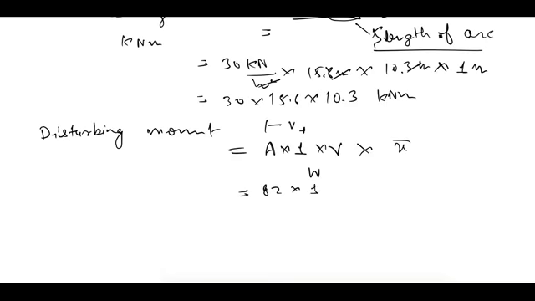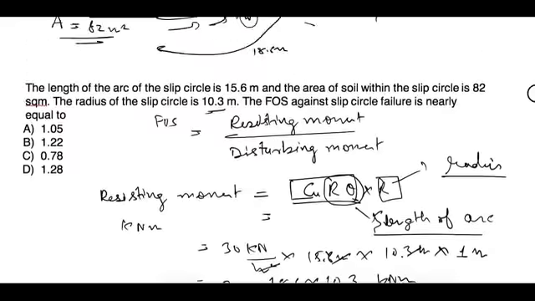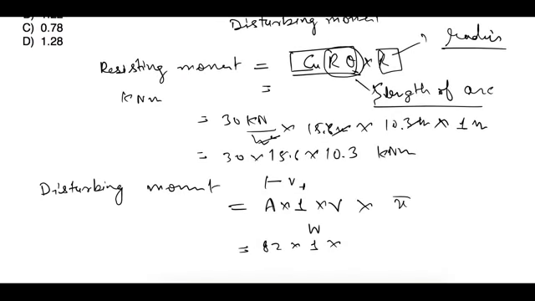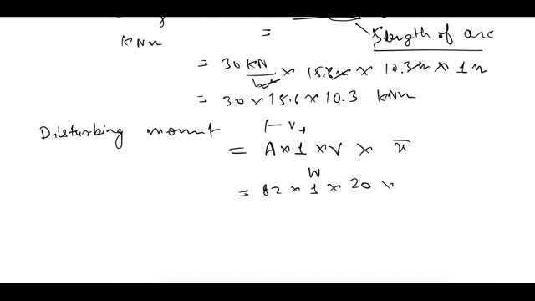82 into 1 into unit weight, which is given as 20 kilonewton per meter cube, into this lever arm, which is given as 2.3 meter. So this is 82 into 20 into 2.3. This is the disturbing moment.